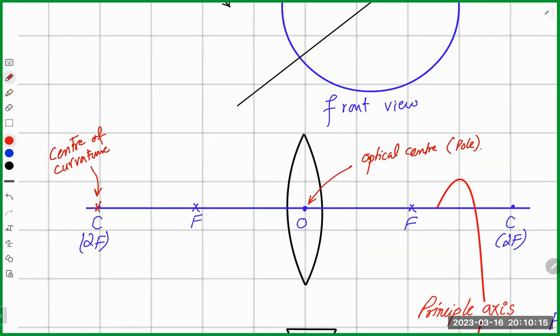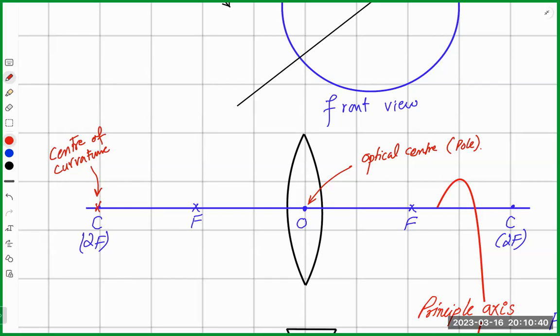But we cannot call it an arc. It will be a curvature, because it is not a circle's part. It is of a sphere because it will be a surface. So actually, this side belongs to a sphere. The center of the sphere is at C. So we call it the center of curvature.